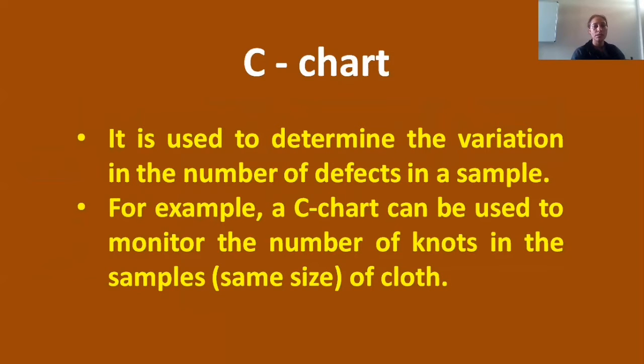So C chart is generally used to determine the variation in the number of defects in the sample. For example, we have sample of 10. That means we have total 10 samples, and each sample there are 10 units of the product. Suppose that product is paper and we want to diagnose the number of holes in those paper. So for that purpose we can use C chart. So C chart is used to monitor the number of defects in the item.